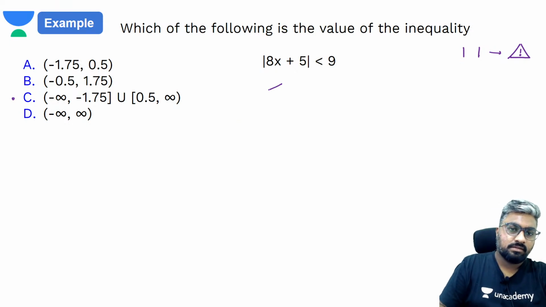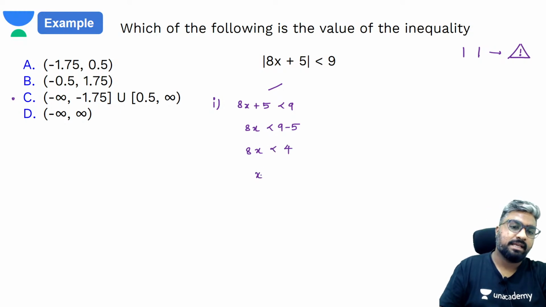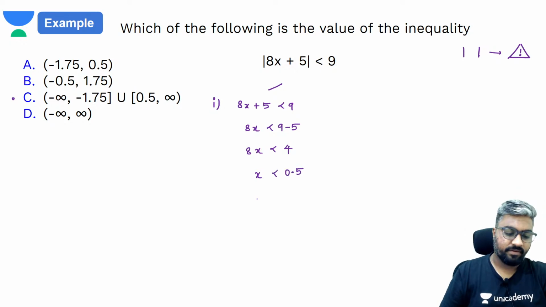Let's do this. Case 1, 8x plus 5 is less than 9, or 8x will be less than 9 minus 5. That is 8x would be less than 4. Dividing each side by 8, what will I get? x is less than 0.5. Yes, so we are getting what? x is less than 0.5.